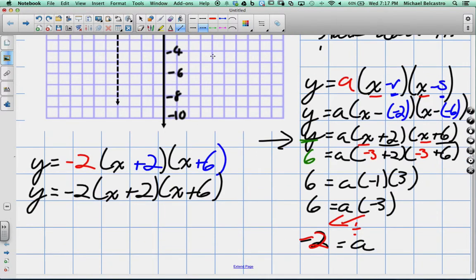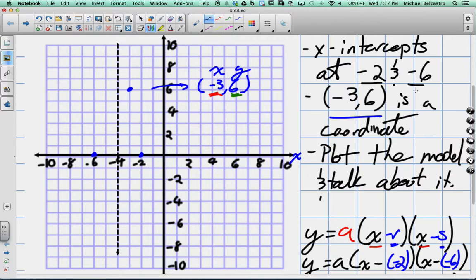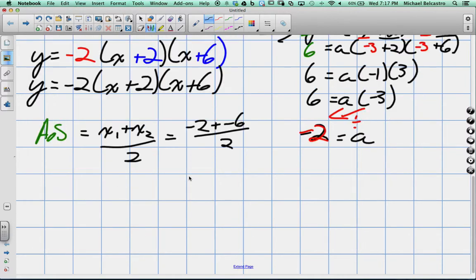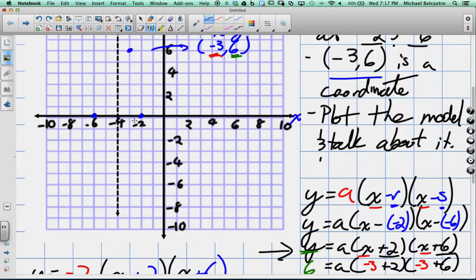Now, algebraically, the way we solve that, we call it our AOS, axis of symmetry. Algebraically, what we do is we add our two x-intercepts together, and remember, they're way up here at -2 and -6, and we divide by 2. So I'm going to give you the formula: x1 plus x2, because those are x-intercepts, divided by 2. In our case, that's -2 plus -6 over 2. -2 and -6 is -8 over 2, which gives us -4, which is exactly what you had solved.